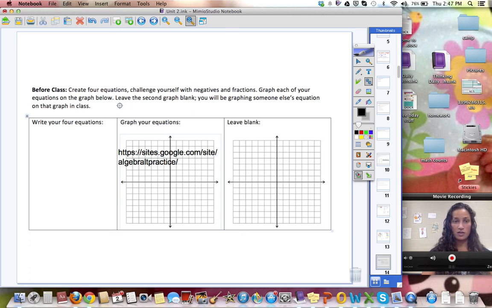Before class, you're going to create 4 equations and try to include fractions and negatives and all of that. You're going to graph yours on this one, but leave this one blank, because then someone's going to pass you their thing.